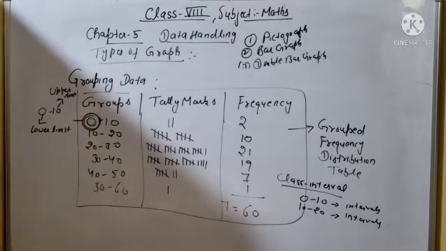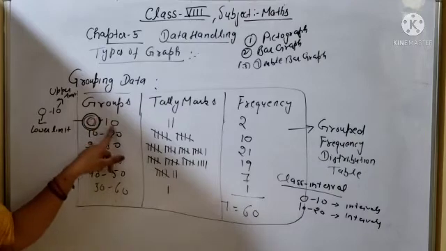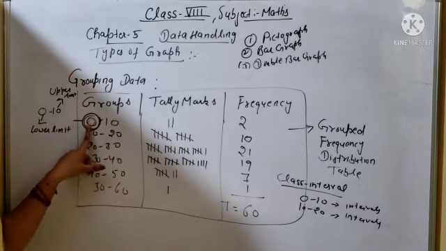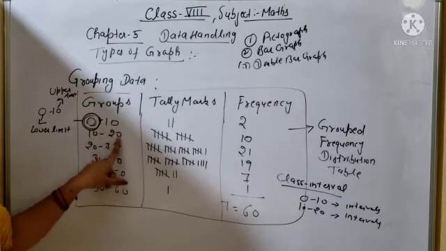Clear? So first of all, you have to know about the class interval. What are the class intervals? 0 to 10, 10 to 20, 20 to 30, 30 to 40, 40 to 50, 50 to 60. These are called the class intervals. And in the class interval, what are the upper limit and lower limit? Simply, lower limit means the first number. When you take the first class interval 0 and 10, 0 is the first number so it is the lower limit, and the second number is the upper limit. For 10 to 20, 10 is the lower limit, 20 is the upper limit.